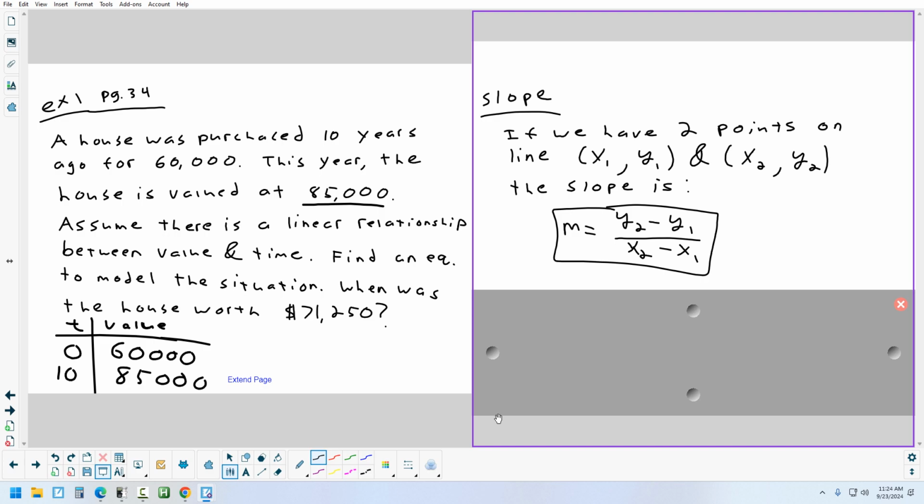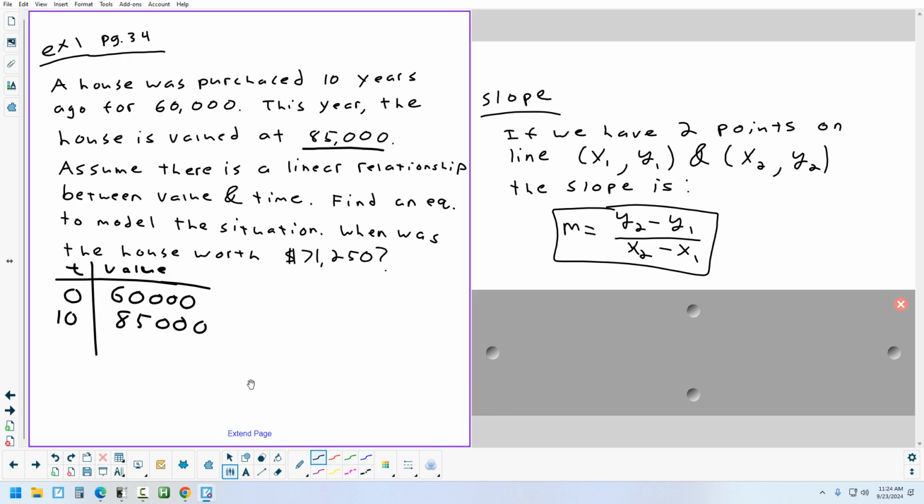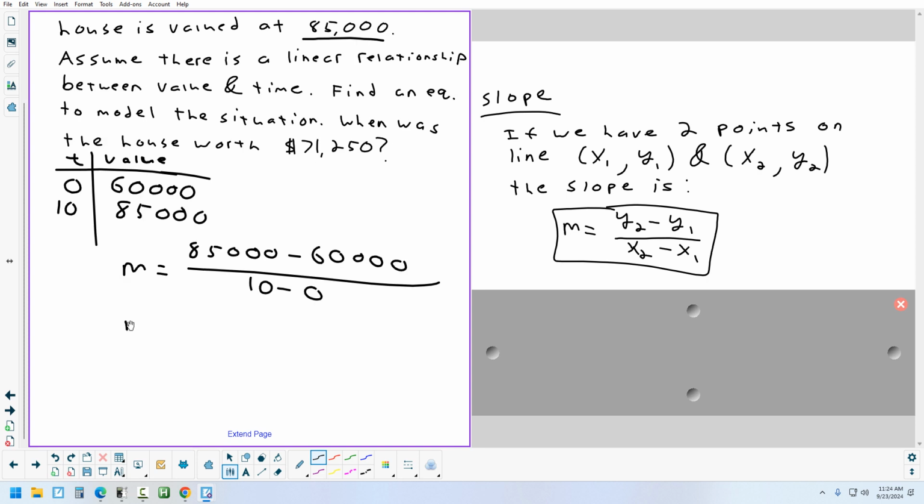If you don't remember the formula for slope, well, that's the formula. It's y2 minus y1 over x2 minus x1. So let's find our slope using that. Y2 is 85,000. Y1 is 60,000. X2 is 10. And X1 is 0. Okay, what's 85,000 minus 60,000? That's going to give me 25,000. And what's 25,000 divided by 10? Basically just take a zero off. 2,500.